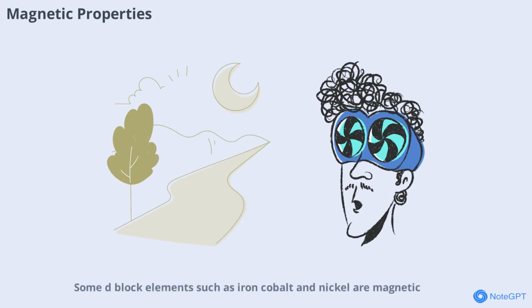Some D-block elements, such as iron, cobalt, and nickel, are magnetic. This property arises from the presence of unpaired electrons in their d orbitals. Magnetic materials are crucial in technology, from electric motors to data storage devices. The study of magnetism in transition metals has led to significant advancements in electronics and engineering, making our modern world possible.